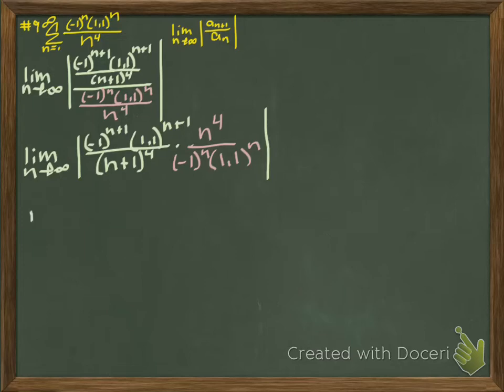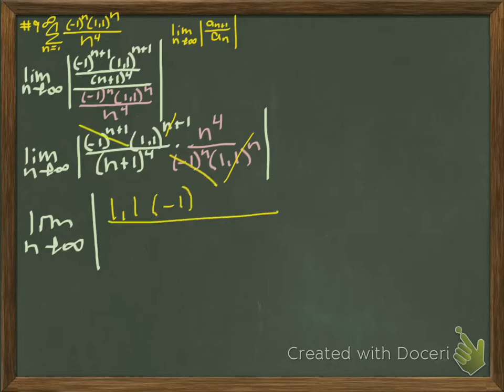Anyways, they fight! When I fight the 1.1, I have 1.1 on the top and the 1.1 to the n down there in that denominator. And they fight! The minus ones, there's 1 left up on top. And then, can I just cancel out that n to the fourth and the n to the fourth on the bottom? No! Nobody would ever do that.